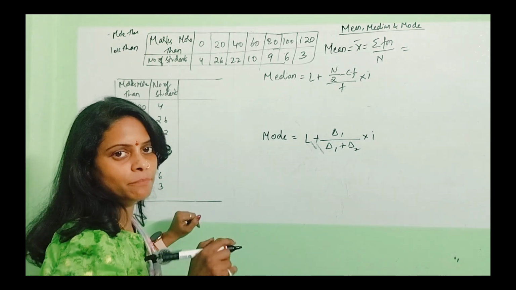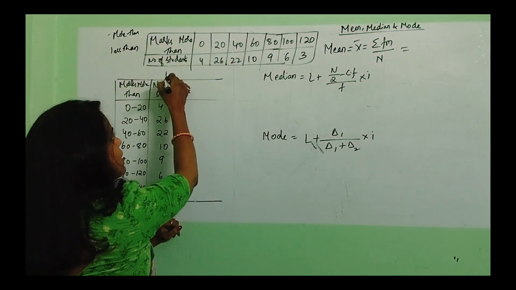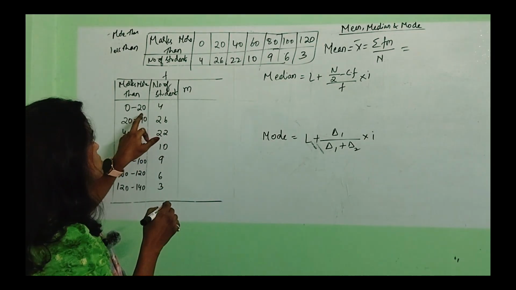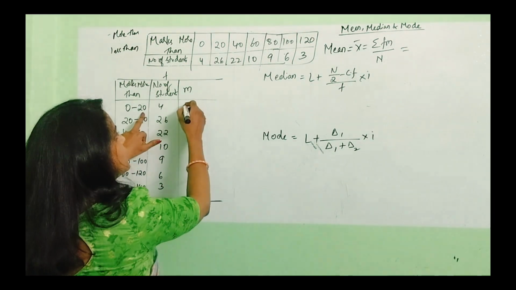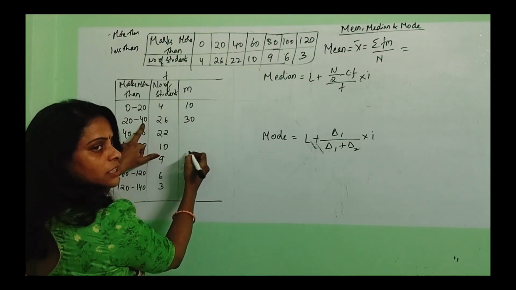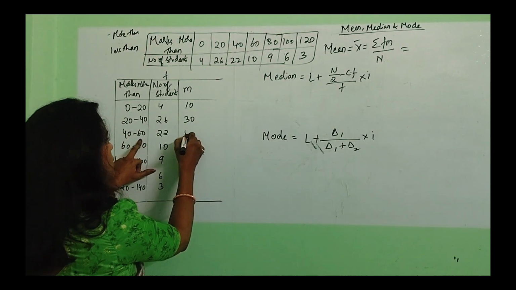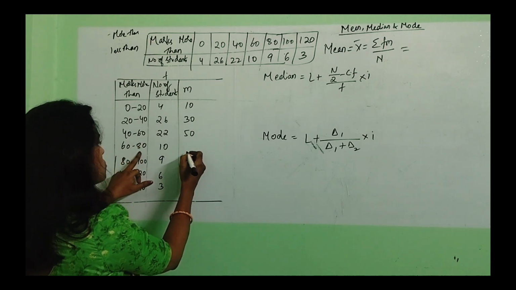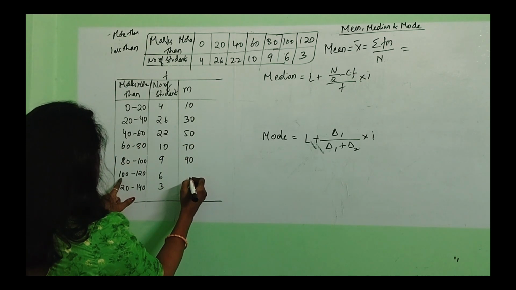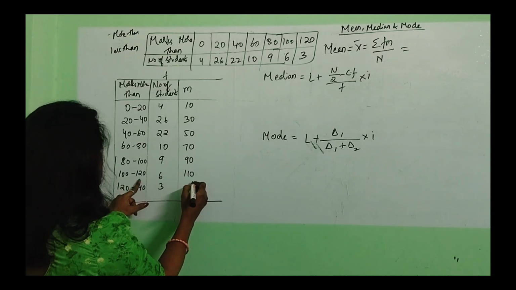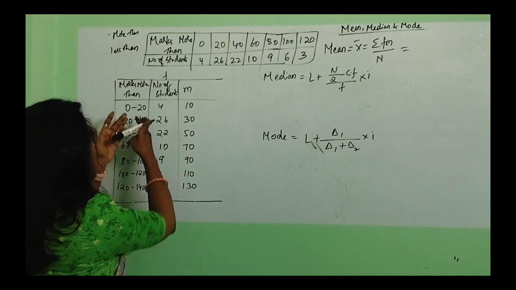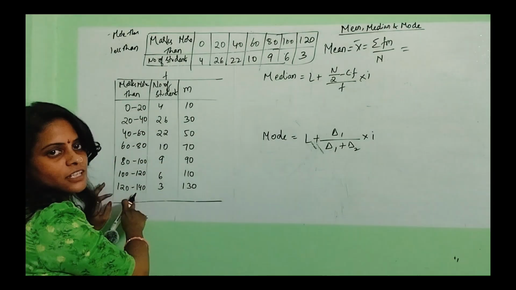So fm you have to find out. This is the frequency values. You have to find out your mid values. So what is the mid value? 0 to 20. What is the mid value? 10. 20 to 40. What is the mid value? 30. Next 40 to 60. Mid value is 50. Next 60 to 80. 70 is the mid value. 80 to 100. 90. 100 to 120. 110. 120 to 140. That is 130. The middle value we are writing.